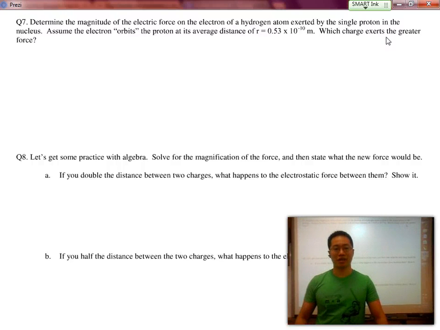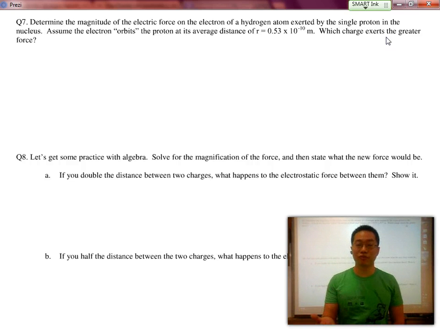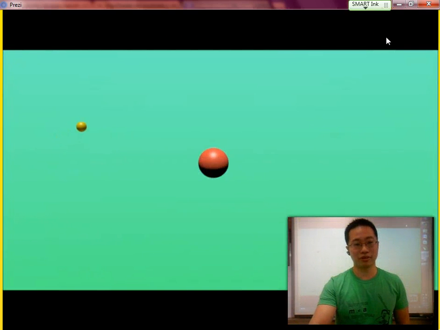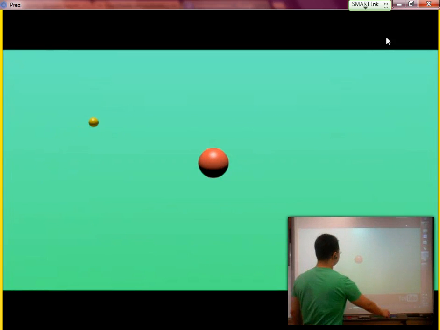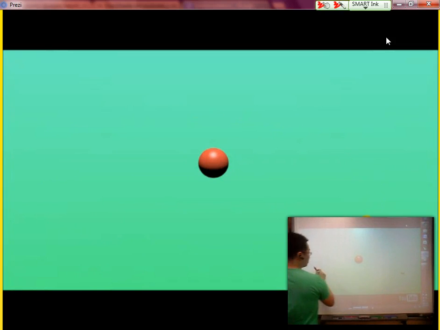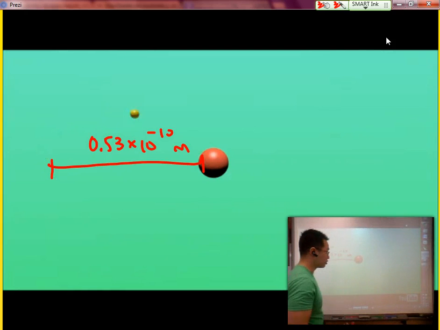Okay, so here's our first example problem. Determine the magnitude of the electric force on the electron of a hydrogen atom exerted by the single proton in the nucleus. Assuming, of course, that it is a single ball that rotates around another ball. So we'll take a look at what that looks like. Over here, we can see that we have basically the electron and the proton at a distance of 0.53 times 10 to the negative 10 meters on average. Okay, in reality, it's impossible to measure this value.